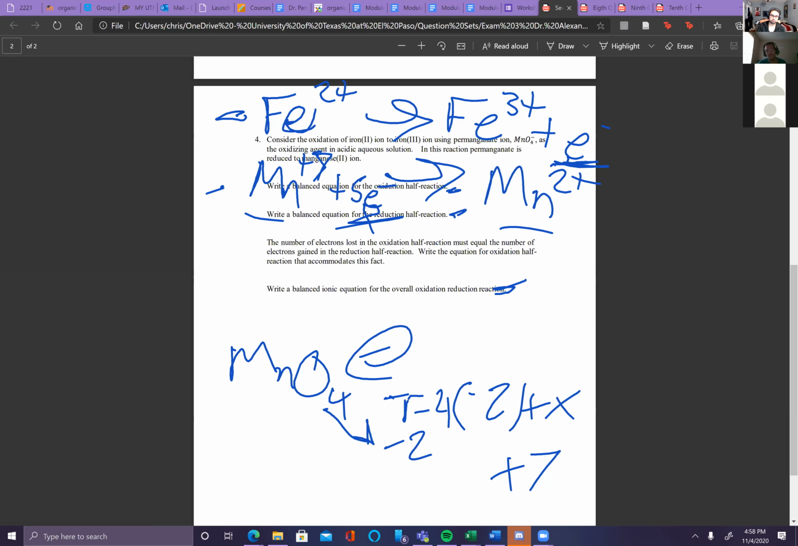Okay, so what are we multiplying by 5? Which half reaction? The iron, right? So for this next question, it will be 5, 5, 5. And is it balanced now? Is there a balanced number of electrons going from the iron to the manganese now? Yes. And there's your answer.